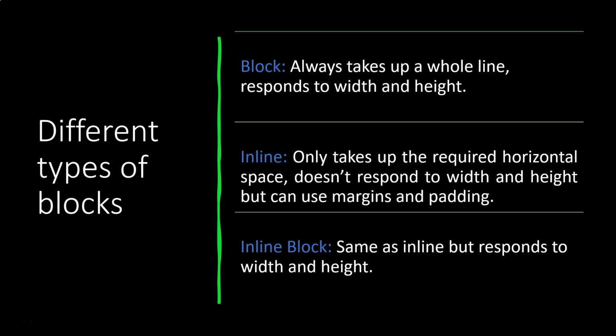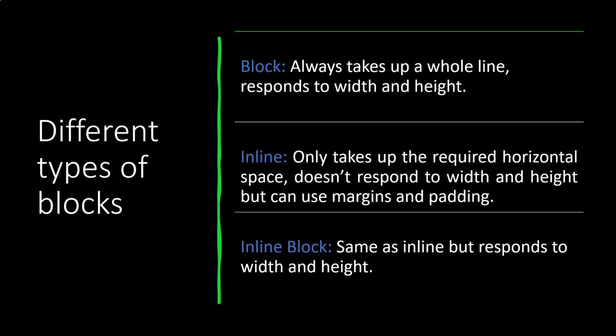So when we have a block element, the way it behaves is that it always takes up an entire line, and we can style it using width and height properties. Inline is different. It doesn't have all of the characteristics of a block element. An inline element only takes up the required horizontal space. So if that element is a span and it simply has one word in, well, it's only going to take up the width of that one word. It's not going to take up the entire line.